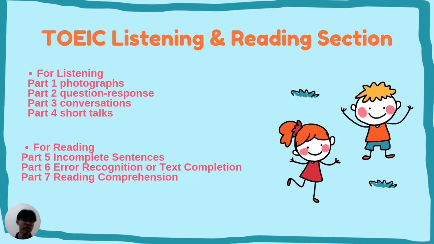In the TOEIC listening and reading sections, for listening, part 1 is about photographs, part 2 is about question response, part 3 is about conversations, part 4 is about short talks. And for reading, part 5 is incomplete sentences, part 6 is about error recognition or text completion, and part 7 is about reading comprehension.